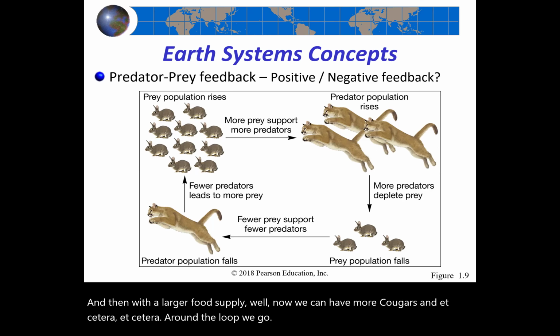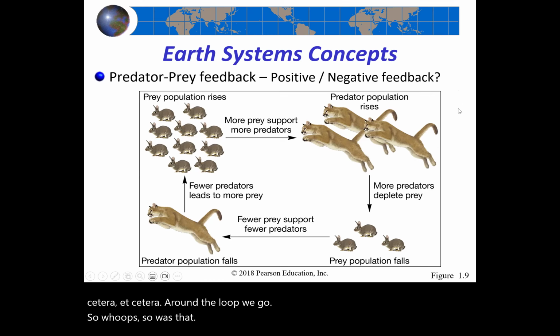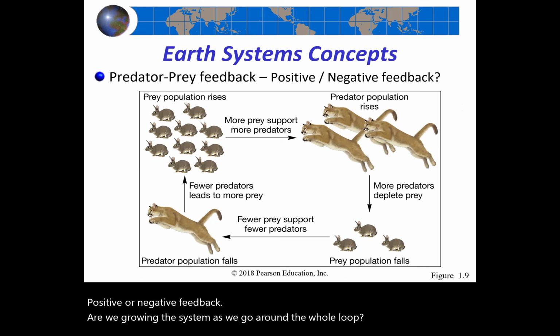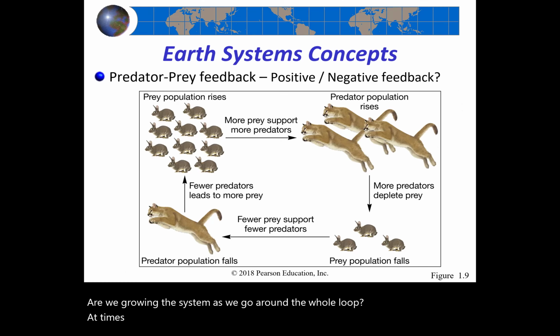So, is that loop positive or negative feedback? Are we growing the system as we go around the whole loop? At times it grows, right? At times there's more rabbits or more cougars. But there's also times when the prey and the predator population falls again.